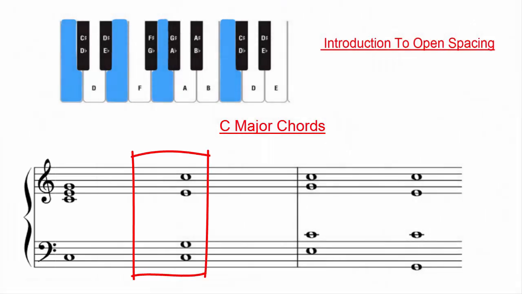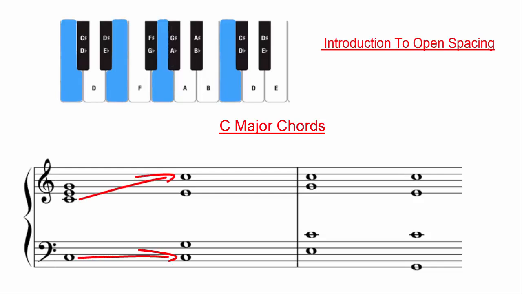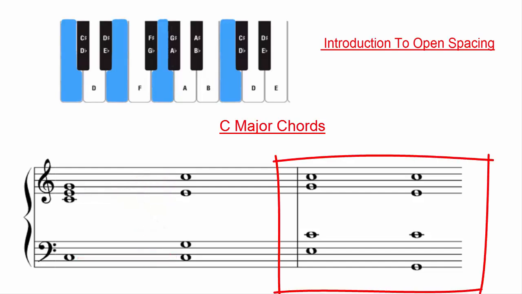This next example begins to move some of the other notes to different octaves, making the spacing between the notes even greater. A close examination shows us that we still have the root, or a C, which has been doubled, the 3rd, or an E, and the 5th, which is a G. The next 2 examples also contain the same notes: the root, or the C, which has been doubled, the 3rd, which is an E, and the 5th, which is a G.